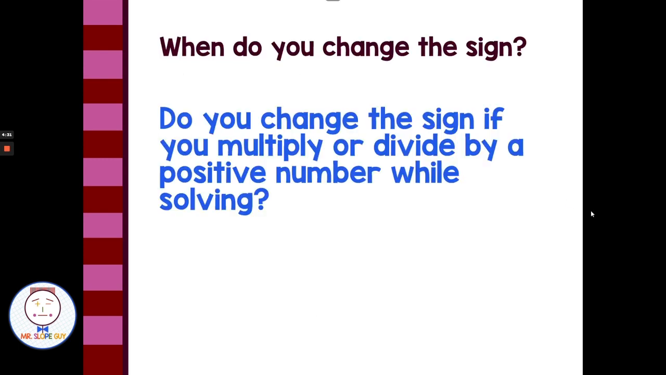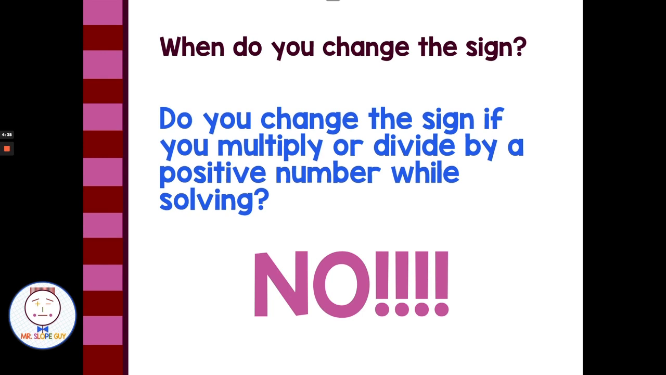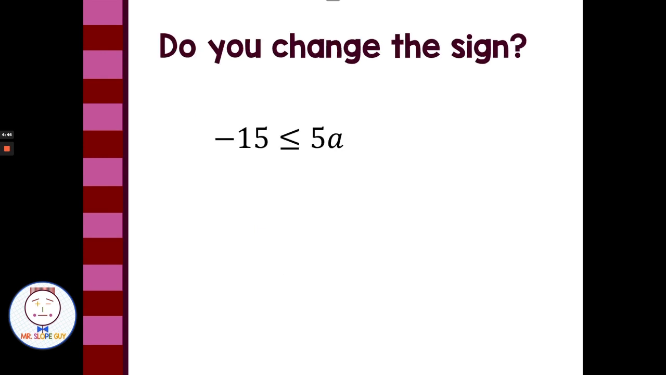Do you change the sign if you multiply or divide by a positive number while solving? No. You do not. So let's look at some problems and see if we would switch the sign. Do you change the sign if you're solving negative 15 is less than or equal to 5a? Well, to solve that, I would divide both sides by positive 5, so I would not flip the sign.